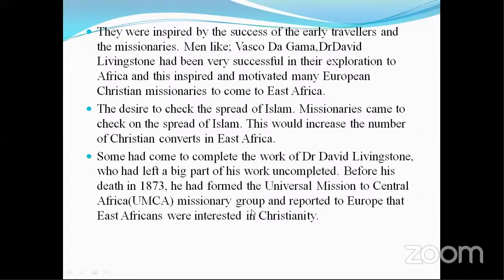France sent, Britain sent, Scotland sent. There is also a group that came from Holland, and individuals from Holland. There was Van der Kemp, but that one majorly operated in South Africa. So the point is, Dr. David Livingstone left some work that had to be completed. That is why missionaries came to East Africa, to complete the work that was left uncompleted.